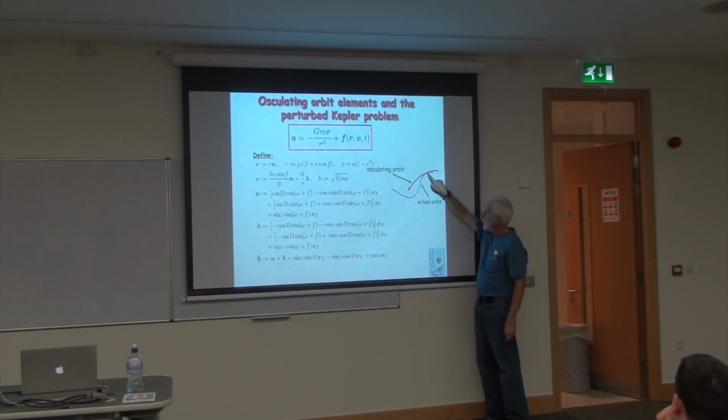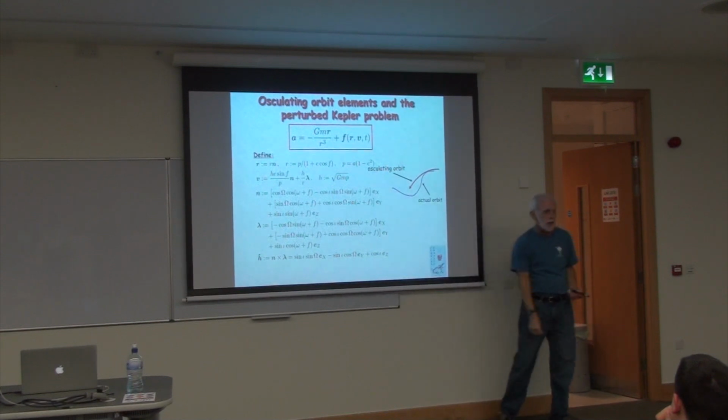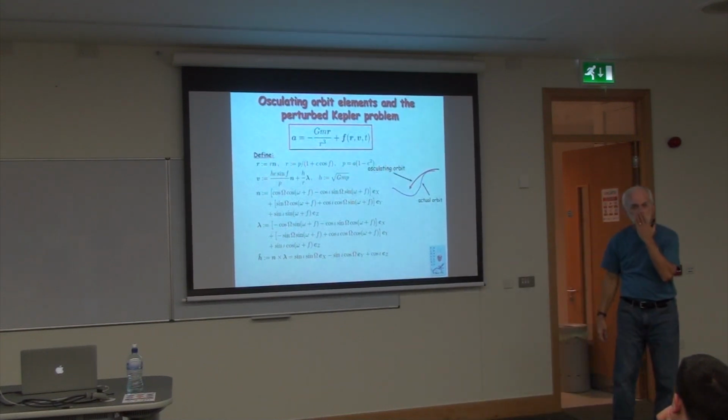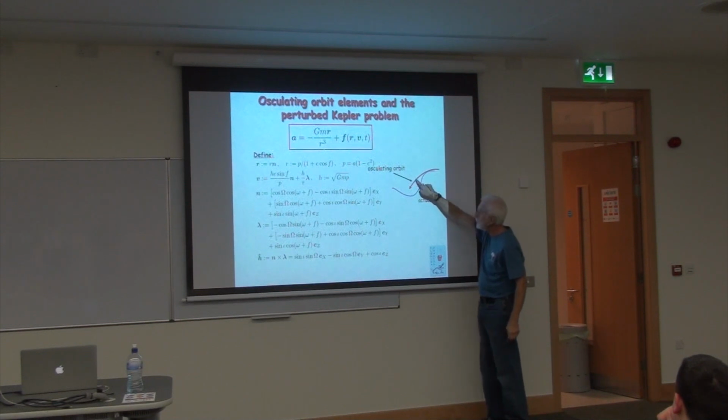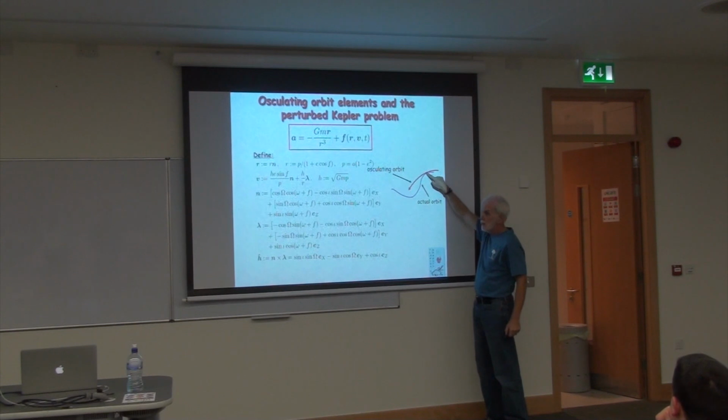It's called the osculating orbit. Osculate is a word from Latin that means to kiss. So you're just touching the orbit, it's tangent to the orbit, so it's just a touch. So it's the osculating orbit. This is the pure Keplerian ellipse that coincides with that orbit then.